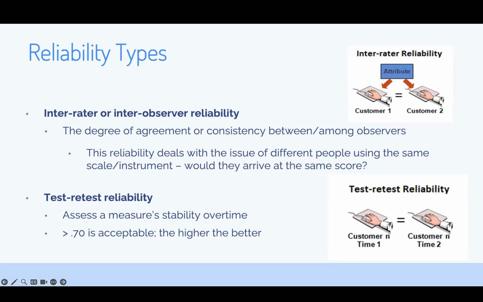Another kind is test-retest reliability. This deals with how stable a measure is over time. Test-retest reliability means if you give someone the same test at another time, the two scores should be highly correlated, meaning that the scores should stay relatively the same over time.